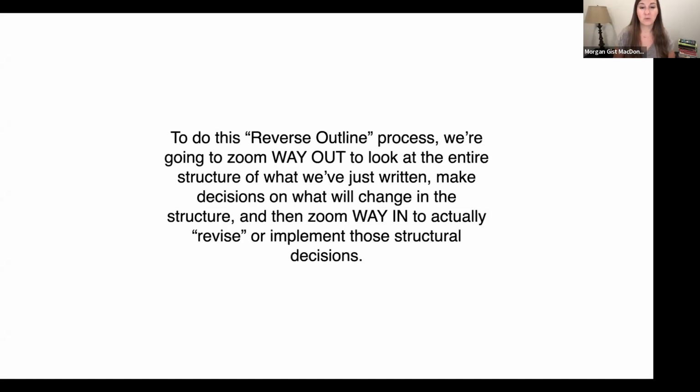I'm going to suggest that when we do this reverse outline process that I'm going to take you through step by step, we are going to zoom way out to look at the entire structure of what we've written so far. This may be your whole first draft. This may be a work in progress. This may be a few scenes strung together. But we can zoom out and look at what we've just written. We can make decisions on what we're going to change in the structure, and then we can zoom back in to actually revise or implement any of those big structural decisions.